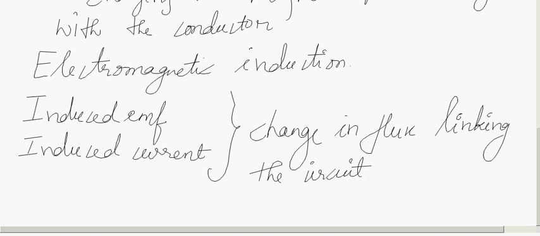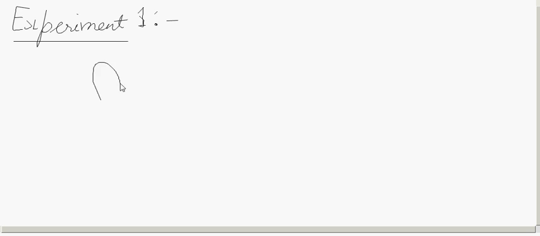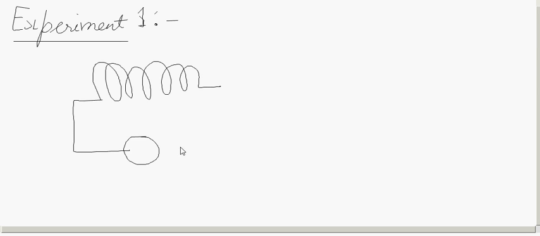Now let us see how Faraday did the experiment. Experiment 1. How can we demonstrate this? Take a coil, and a galvanometer is connected to the coil to see the deflection.